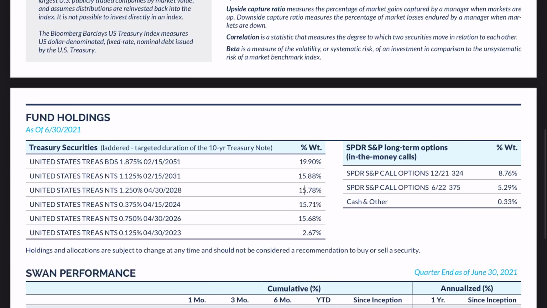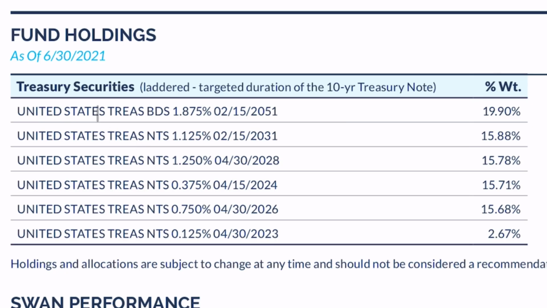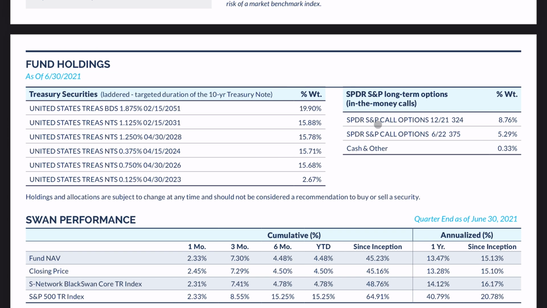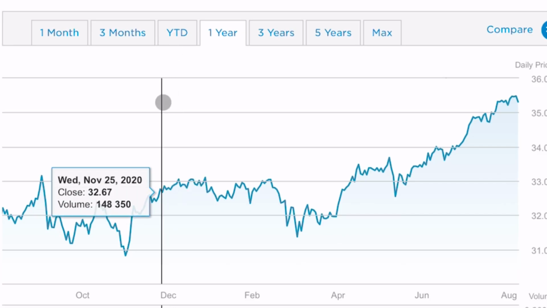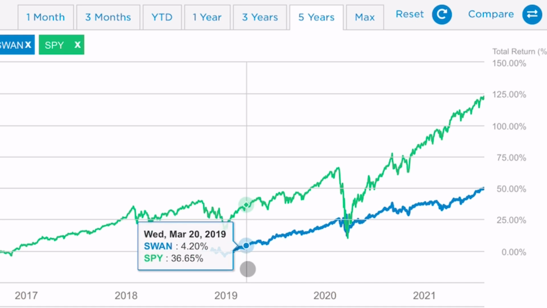I actually want to come down and look at the holdings because, as mentioned, it's 90% 10-year US Treasury notes, with 10% of the holdings being these call options on the S&P 500. So definitely an interesting strategy. This is how it's done over the past 12 months, and this is how it looks against the S&P 500.